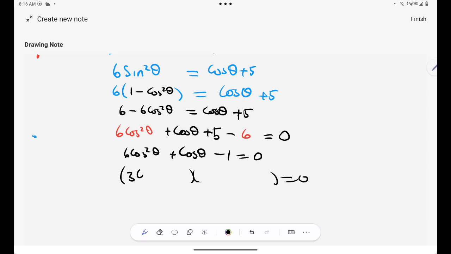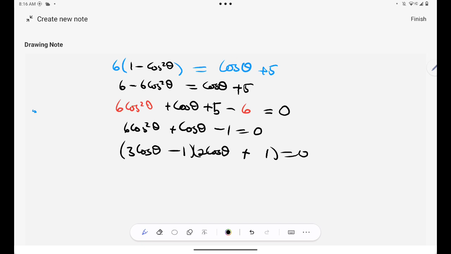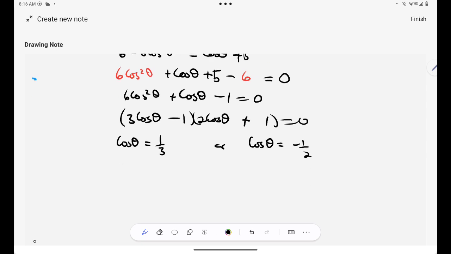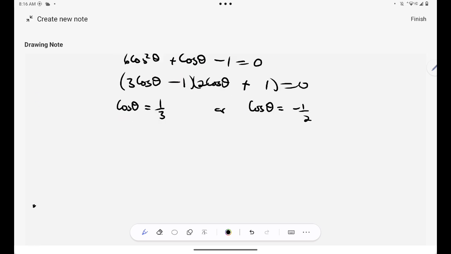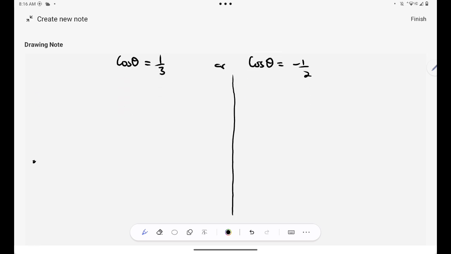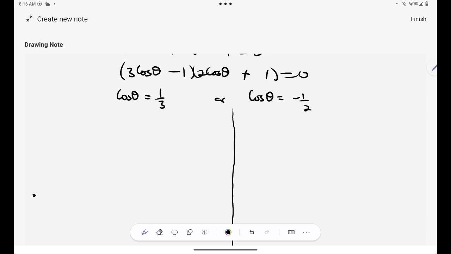I'll have 3 cos theta and 2 cos theta, 1 and 1. I'll have a plus and minus there. So the cos of angle theta is equal to 1 over 3, or the cos of angle theta is equal to a negative half. Then how will I write my solutions? Let me deal with 1 over 3 first.